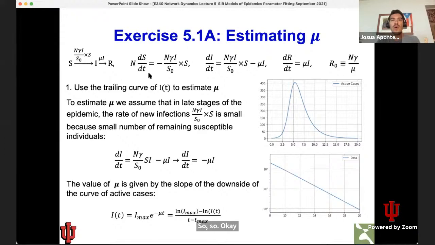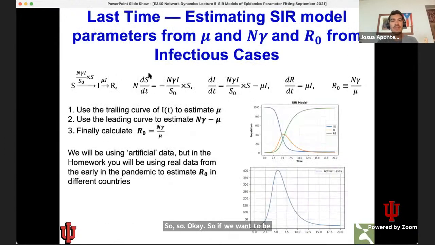Okay. So if we want to be able to estimate the active cases data or the infectious data, it's going to closely resemble your infected curve. We can use the shape of that curve to estimate the parameters of the SIR model, and that's all we need.